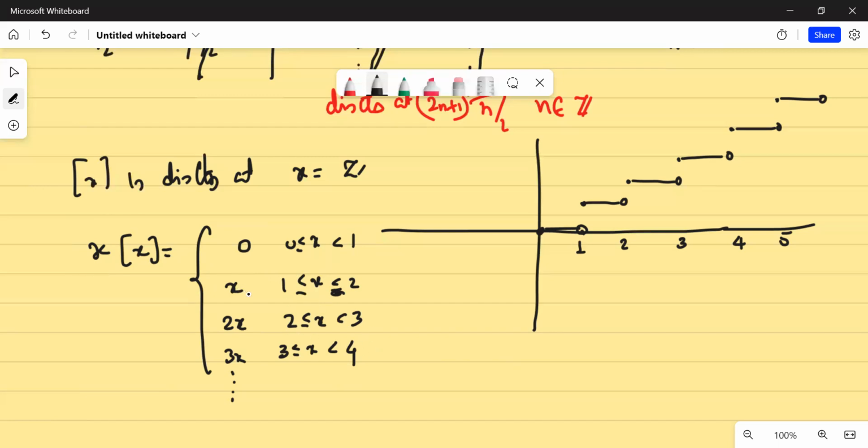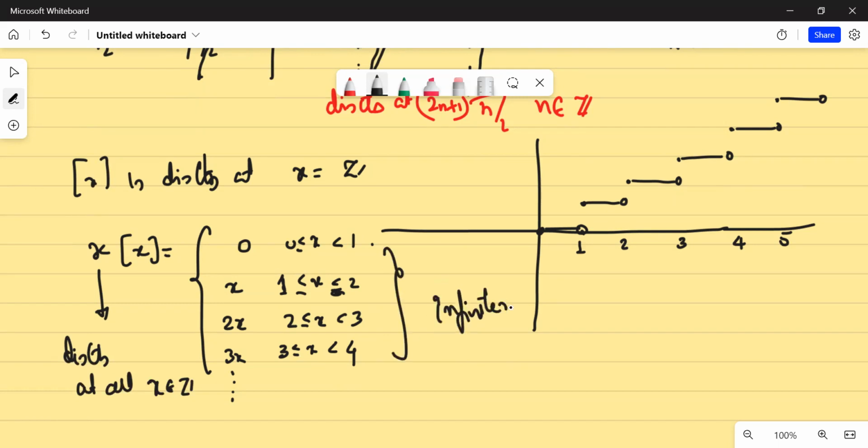And now if you want to evaluate the limit at x equal to 1, towards the right the limit is 1, and towards the left the limit is 0. At x equal to 2, towards the right the limit is 4, 2 into 2 plus h is 4. And to the left, x at 2 minus, it will become simply 2. So you can find that this particular function is discontinuous at all x belonging to integers. And how many integers are there? In totality, infinite. So there will be infinitely many discontinuities.